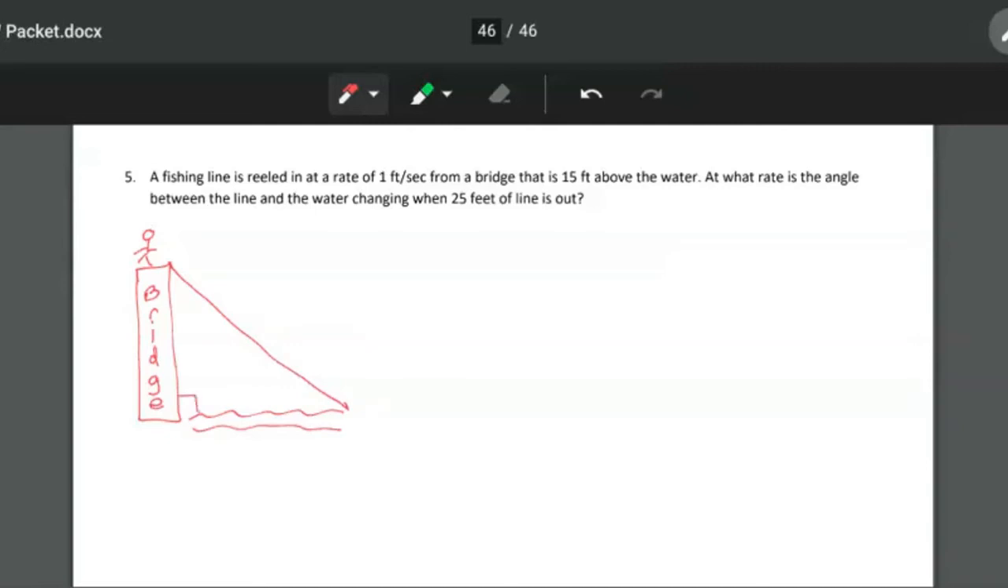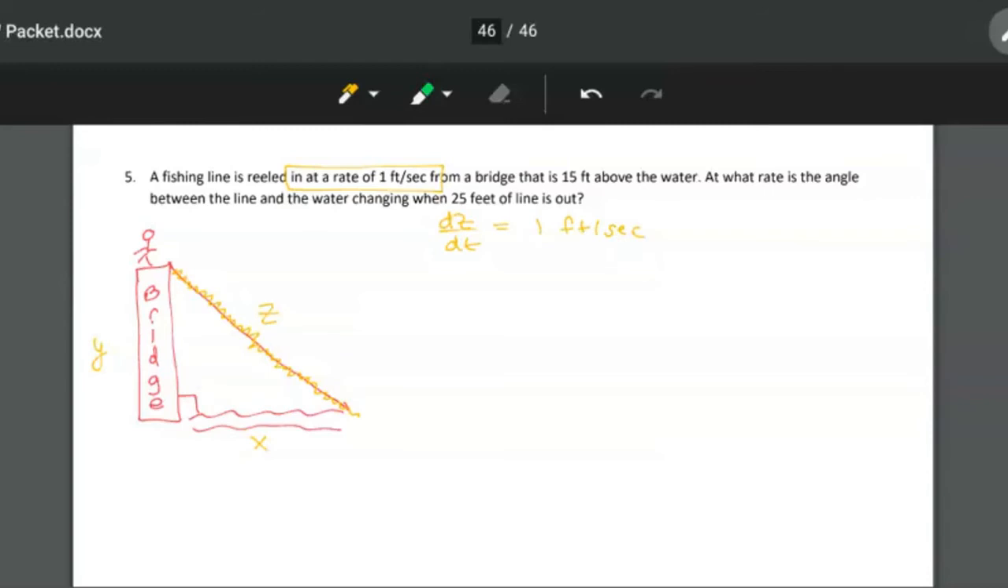Again, it's probably a right triangle here. So let's label our sides first of all. Say this is x, anything vertical is y. Hypotenuse is usually z. All right, so this right here is our fishing line. So it says the fishing line is reeled in at a rate of 1 feet per second. So that's how z is changing. So that's dz/dt equals 1 feet per second. And think, if that's being reeled in, coming back into the person, all right, that means they're pulling the fish in.